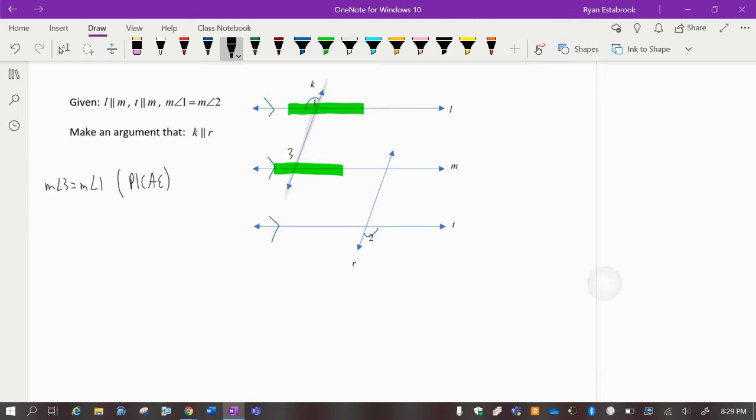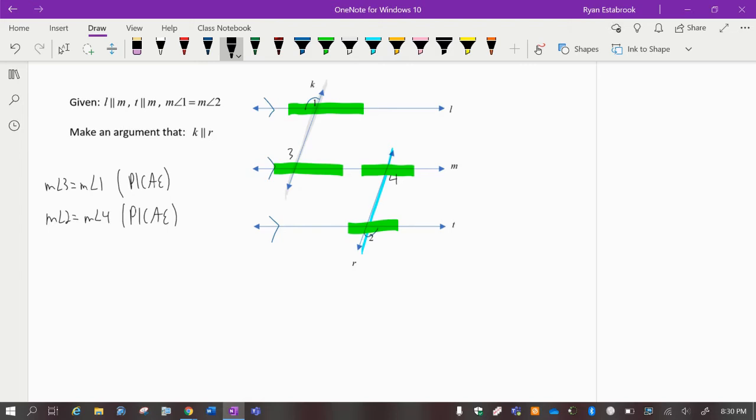And while I'm doing that, I'm seeing that over here, parallel, parallel, and we have a transversal. So let's go ahead and call this angle 4. And for that same reason, we can say the measure of angle 2 is equal to the measure of angle 4. It's that corresponding angles postulate.